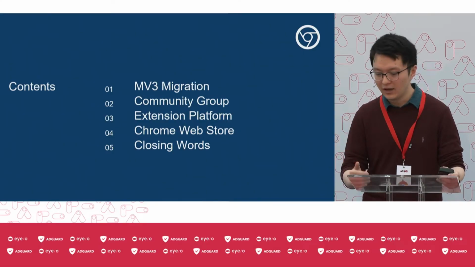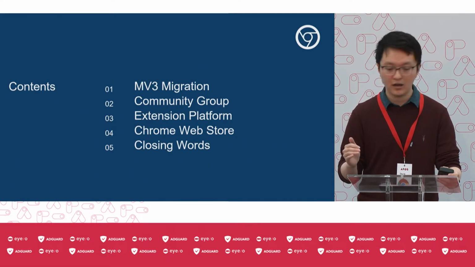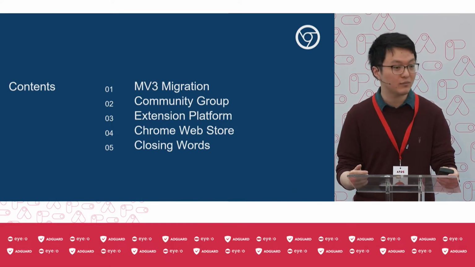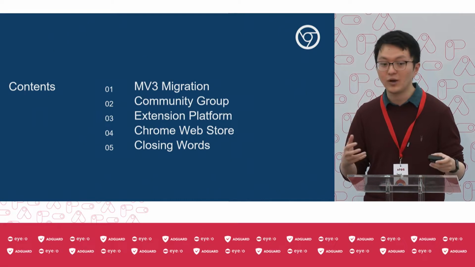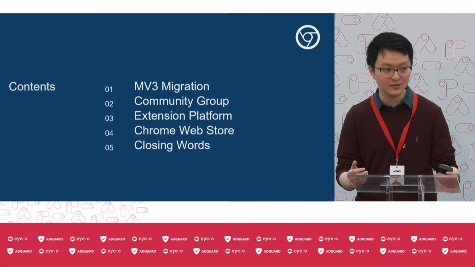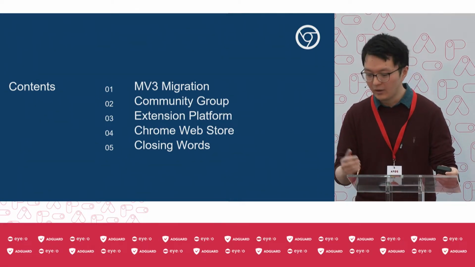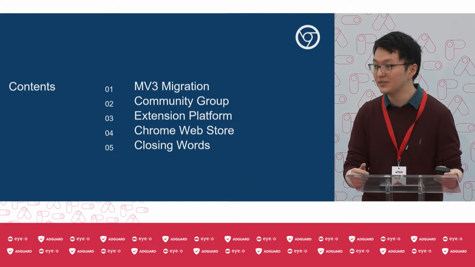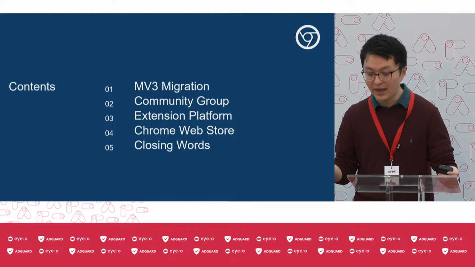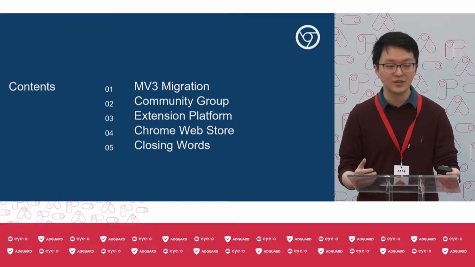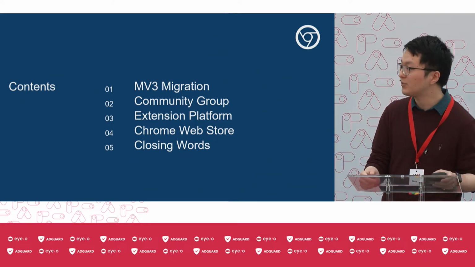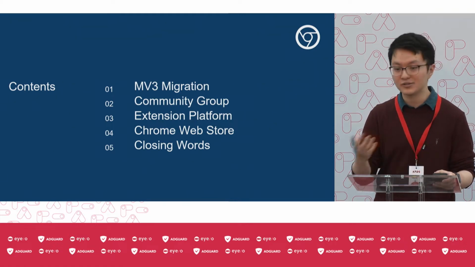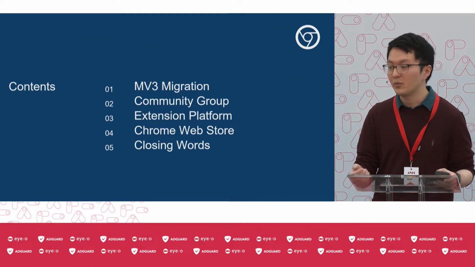The few topics that we'll be going through today, in order, are, one, the recent Manifest v3 migration timelines, as well as some of the efforts that we have related to those timelines. We're going to talk a little bit about the Web Extensions Community Group, which has been mentioned a couple of times already today. And then we're going to go through some changes in the extensions platform, as well as the Chrome Web Store recently, as well as going into the future. And then we'll wrap up.